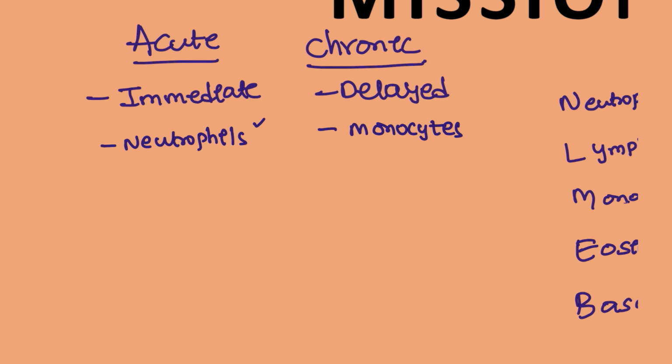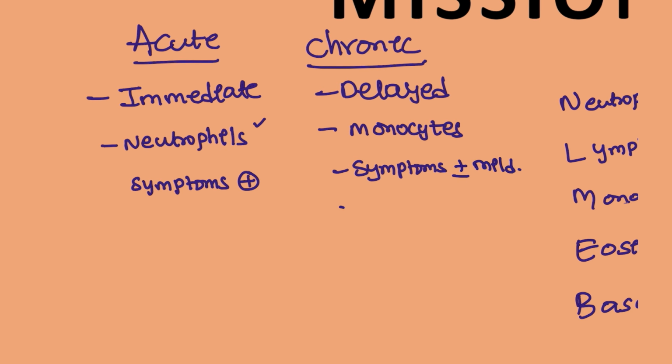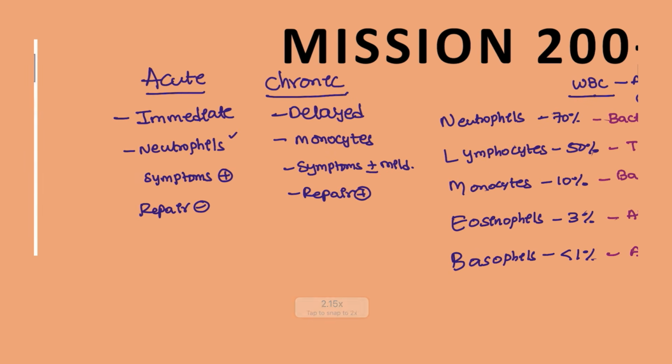And in the acute inflammation, all symptoms, severe symptoms will be seen. Here, the symptoms are mild or not even present. Mild symptoms will be seen. And there is going to be the repair phase. After convalescence, we are going to have the repair phase. And here the repair phase is not seen. So this is the main difference between acute and chronic inflammation.